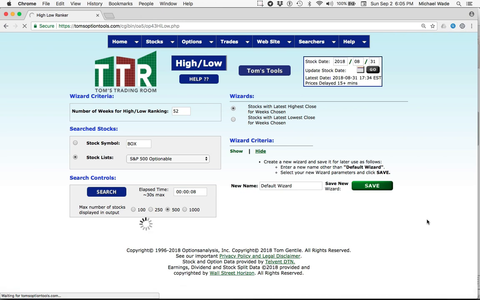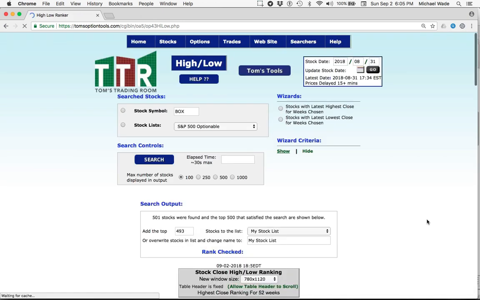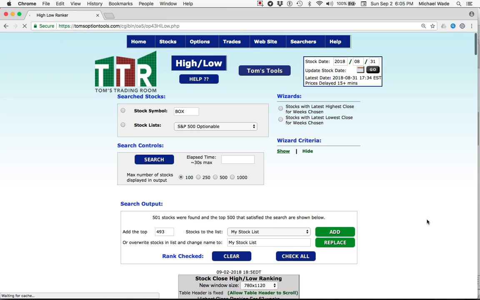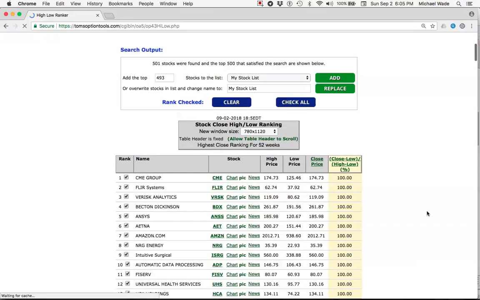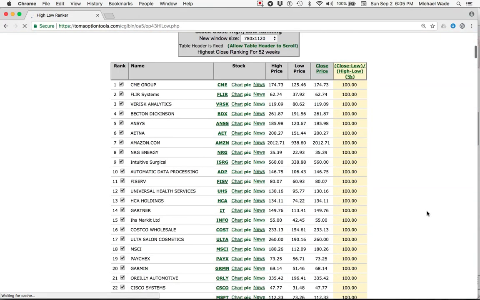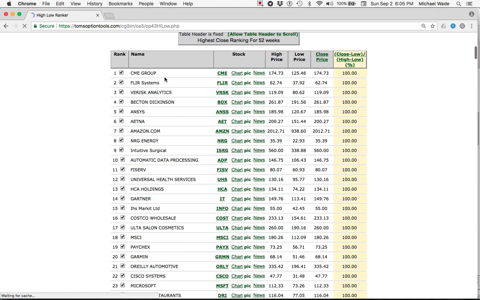All right, so what the scanner is going to come back with is a list of stocks ranked by how much they've exceeded their highs. You'll see here in the list that you have the stock name, of course, the stock symbol. You can access the chart. You can access any news. But it also shows the price, the high price and the low price over, in this case, 52 weeks, which is obviously a year, and then the close price.